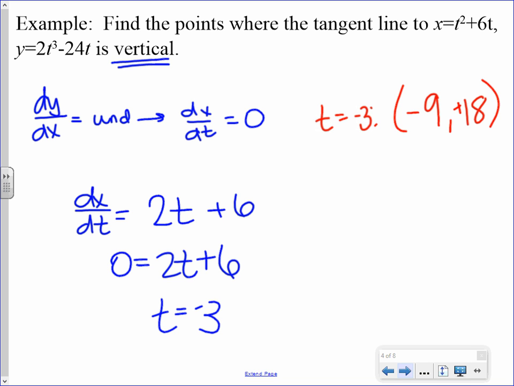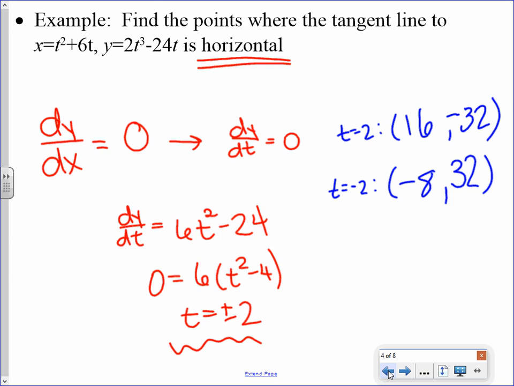Okay, are you ready for this? Is anybody curious about a second derivative with a parametric equation? No one is clear. Okay, now here's the deal.